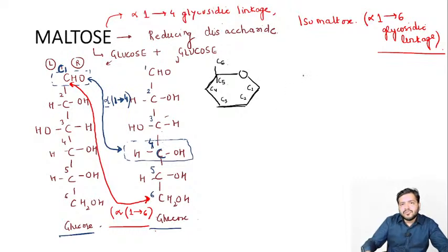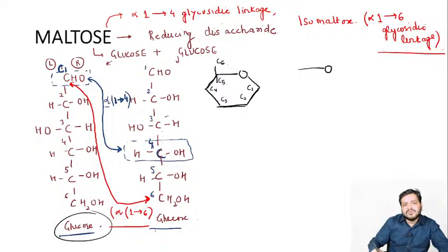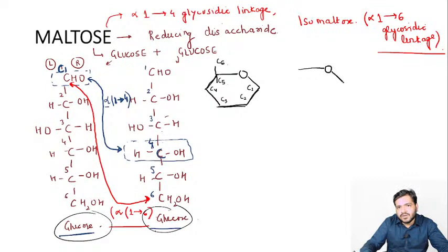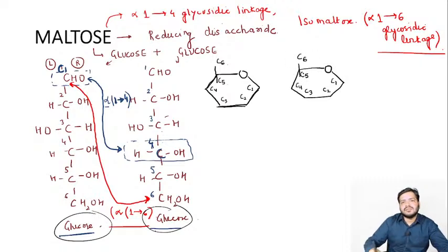Okay, now I'm trying to draw the same structure in the same orientation because we have glucose and glucose. I will just try to show the bond over here. So we have C1, C2, C3, C4, C5 and which is attached to C6.